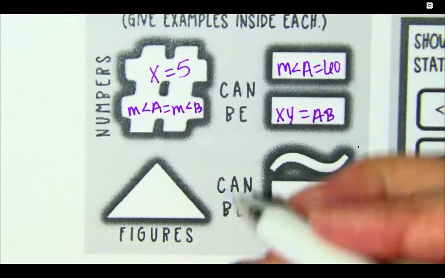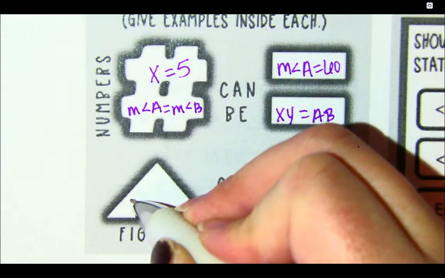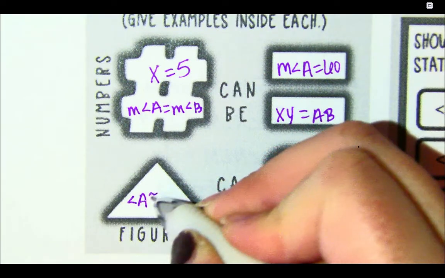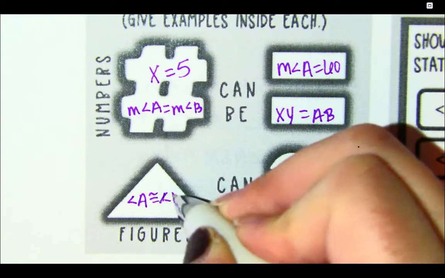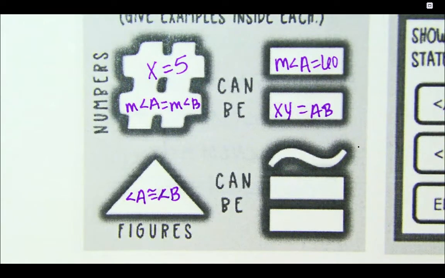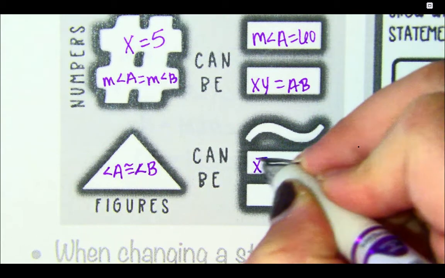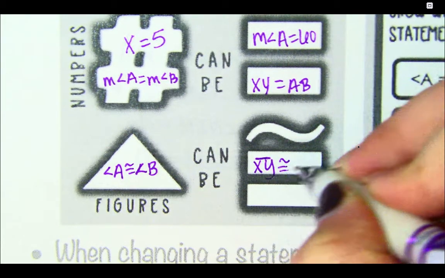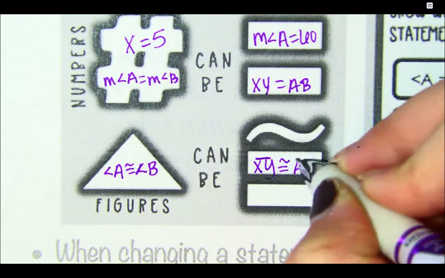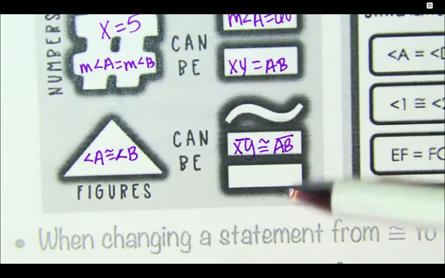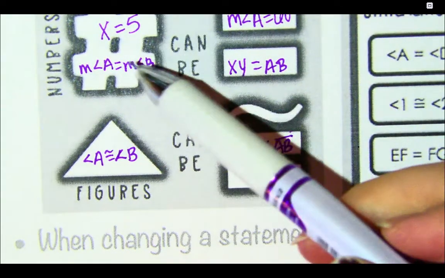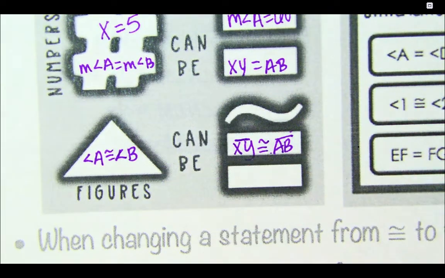The congruent symbol would be like angle A is congruent to angle B. We're just talking about the two figures being the same shape. With segments, it looks like this: segment XY is congruent to segment AB. So anytime the segment is there, it's congruent. If the measure is not there, it's congruent.